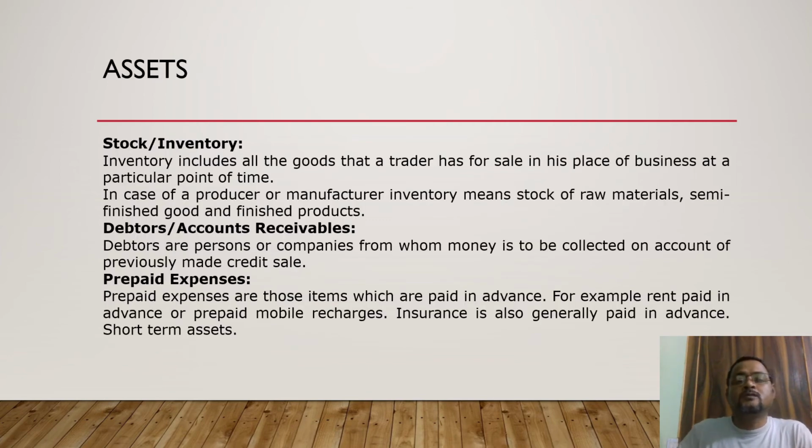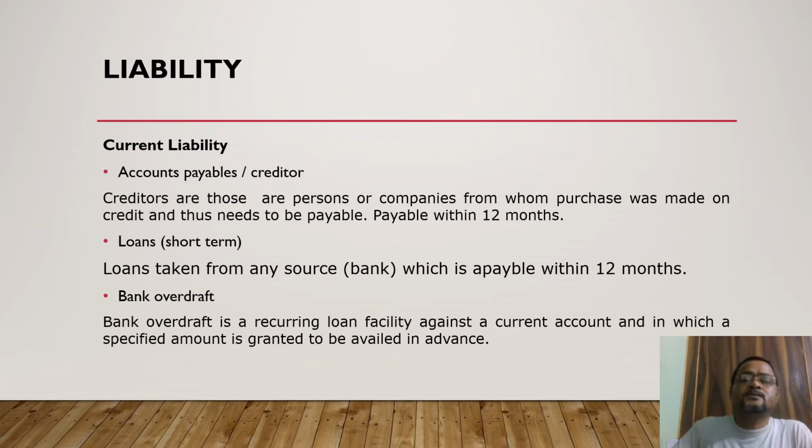Now come to detailed discussion of assets. Assets, current assets, the first term is stock or inventory. Inventory are those goods which a trader, like a grocer, will keep for resale at his place of business. So this means all forms of grocery, rice, flour, all forms of masalas, dal, turmeric, everything that is stored.